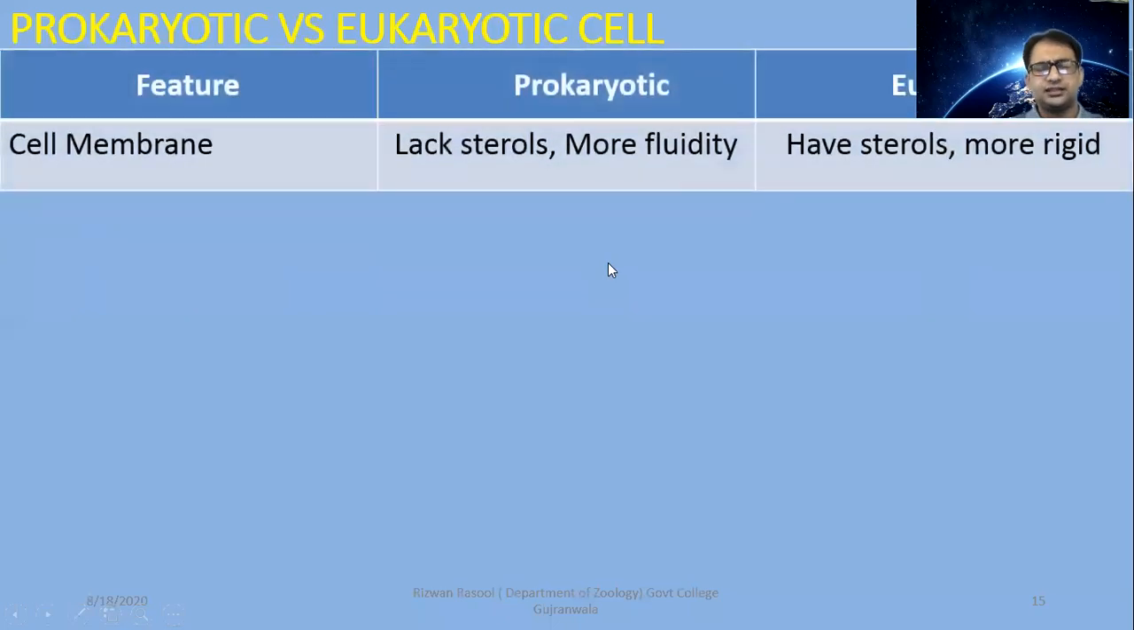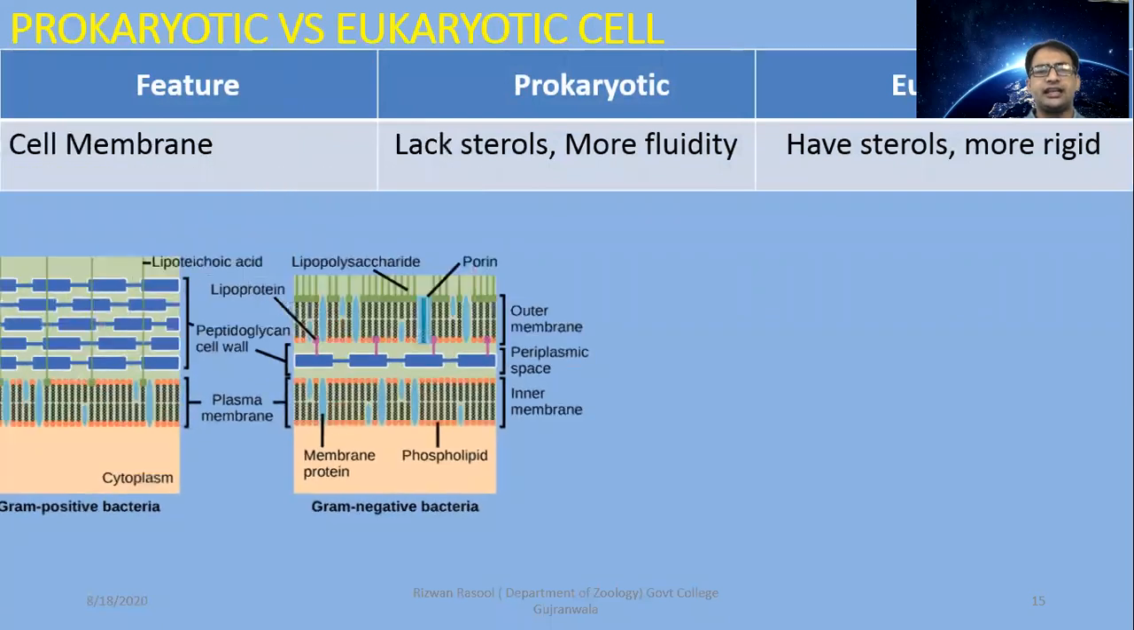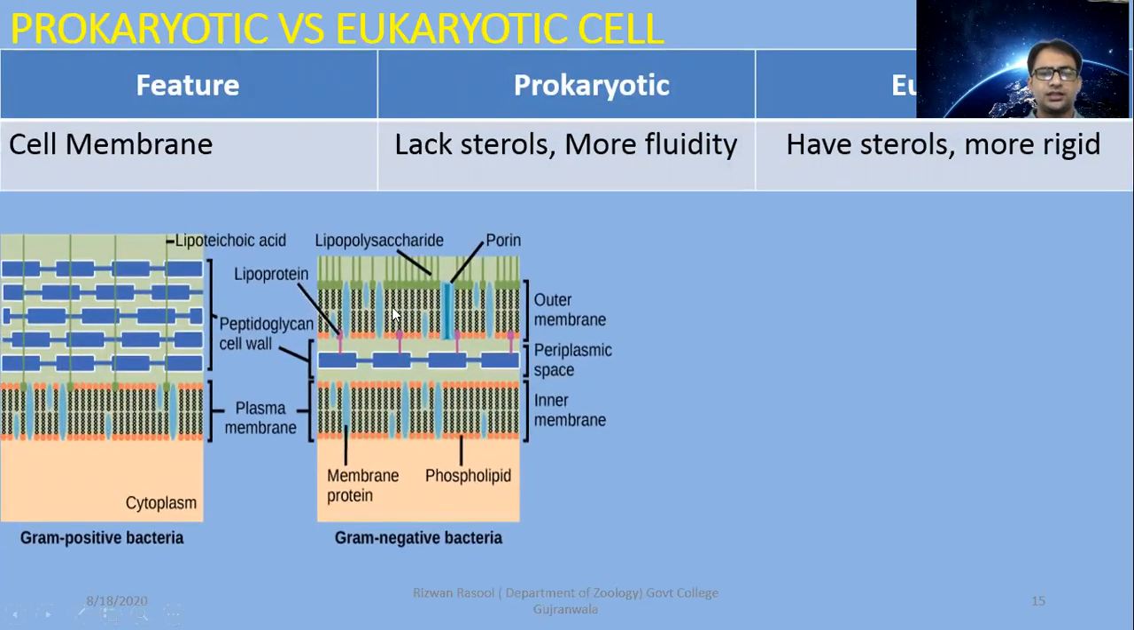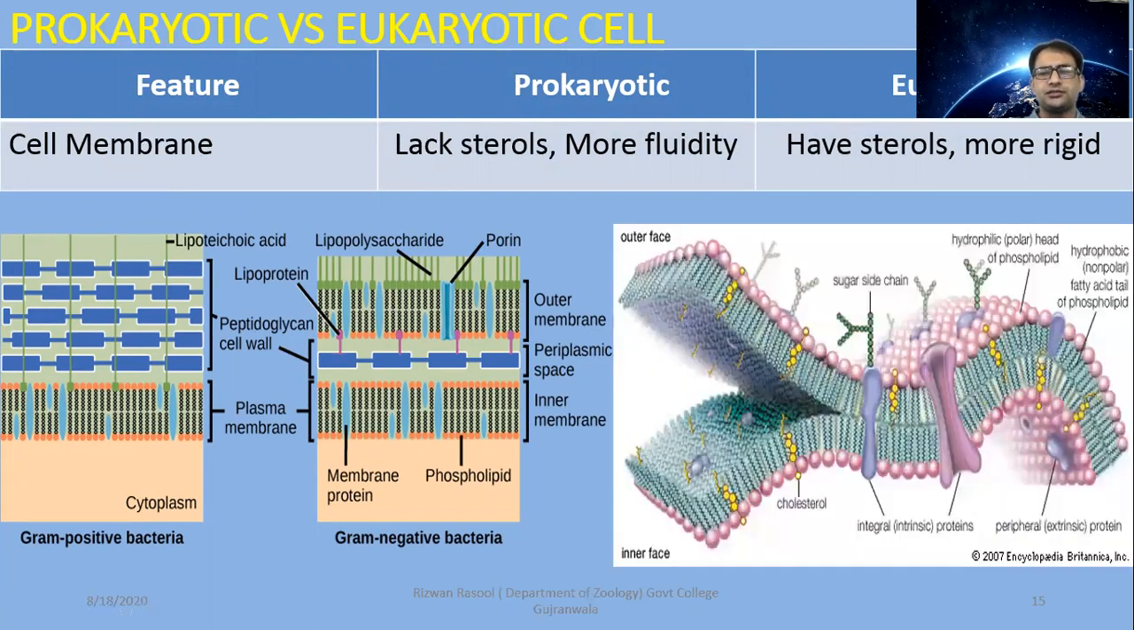Next difference can be discussed in their cell membrane. Cell membrane of prokaryotes lacks cholesterol or sterols, and it is made up of phospholipid plus proteins only. While in case of eukaryotes, the lipoprotein layer additionally has a component known as cholesterol, which is responsible for the stability as well as rigidity of eukaryotic cells.